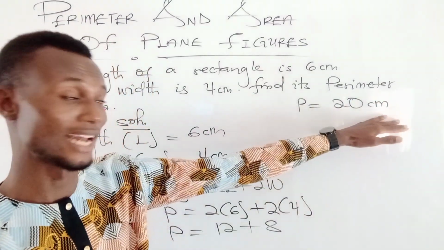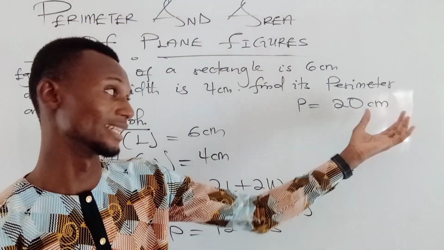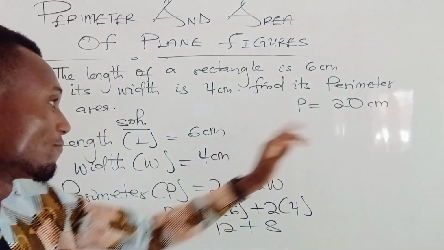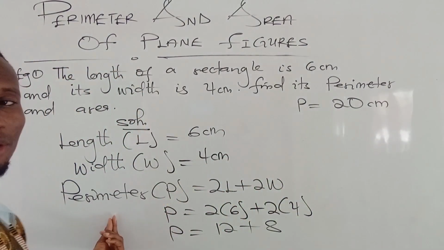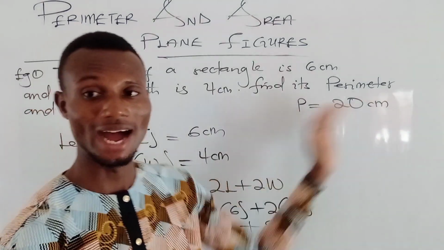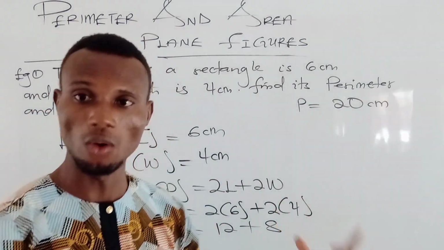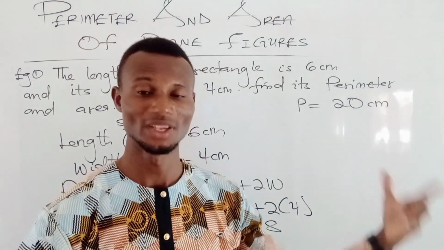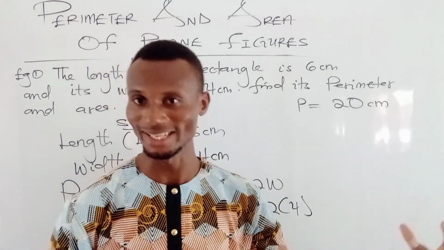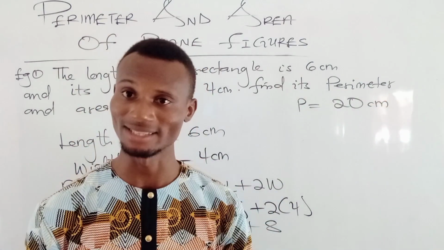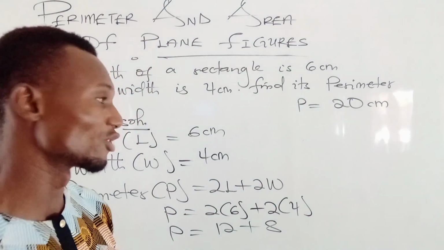But if you leave it like this, it doesn't change anything. It's the same, because you've already defined that P here is perimeter. So you can leave your answer like this, or you can go ahead and conclude that therefore the perimeter of the rectangle is 20 centimeter. Okay, so this is how to go about it.